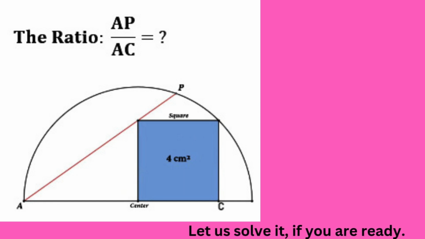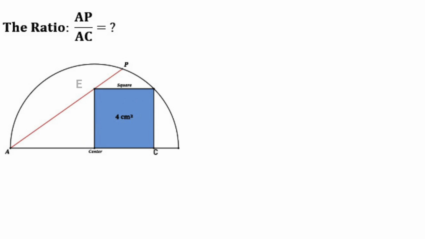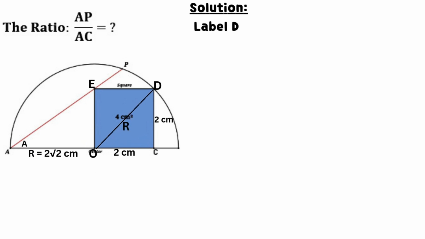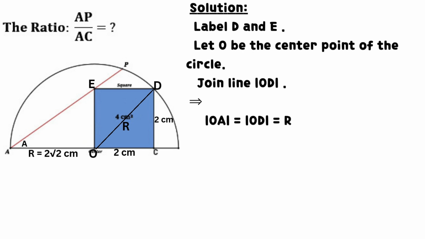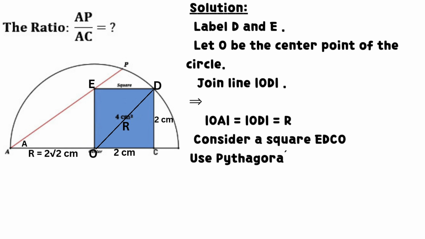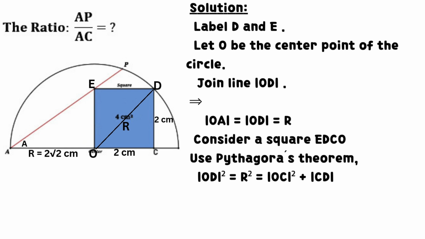Find the ratio, length AOP to length AOC. Label D and E. Let O be the center point of the circle. Join line OD. It implies that line OA equals line OD, which equals R, the radius of the semicircle.